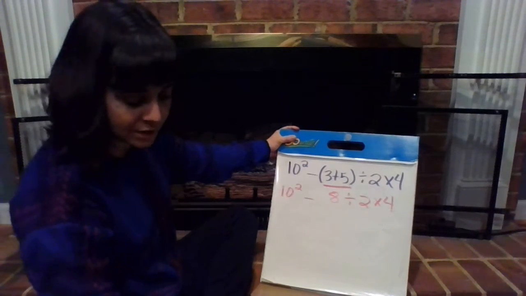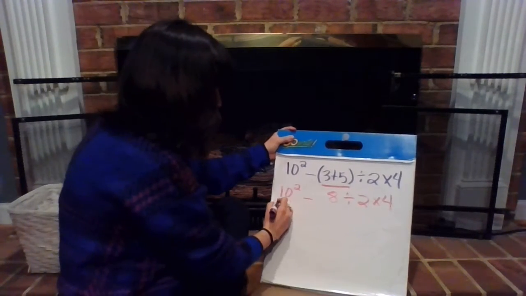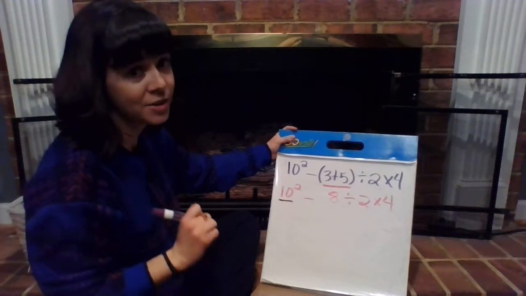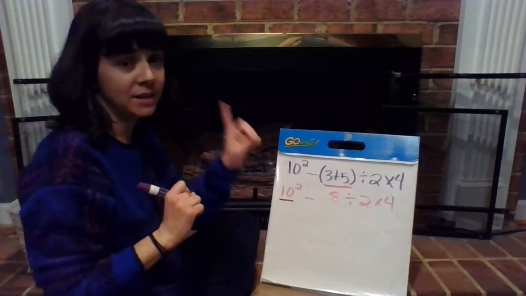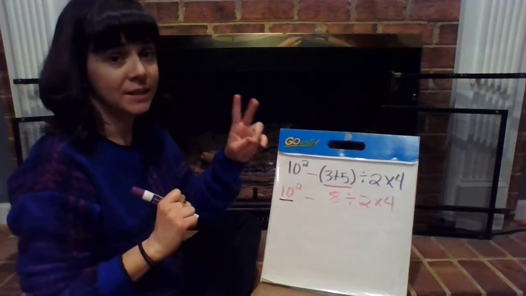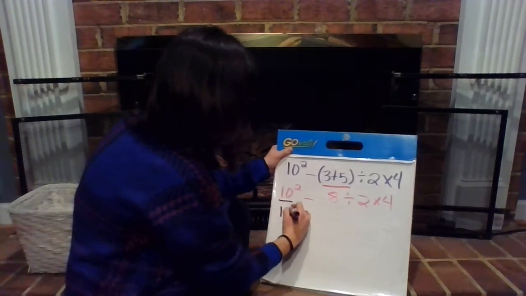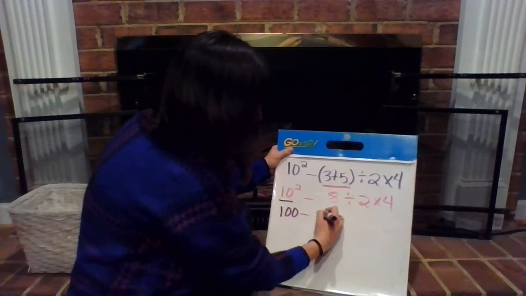So P for parentheses, E for exponents. I know that 10 squared is not 10 times 2. It's not 20. Be careful. It's 10 times itself twice, or 10 times 10, or 2 powers of 10, which would be 100. And then I bring down everything else.